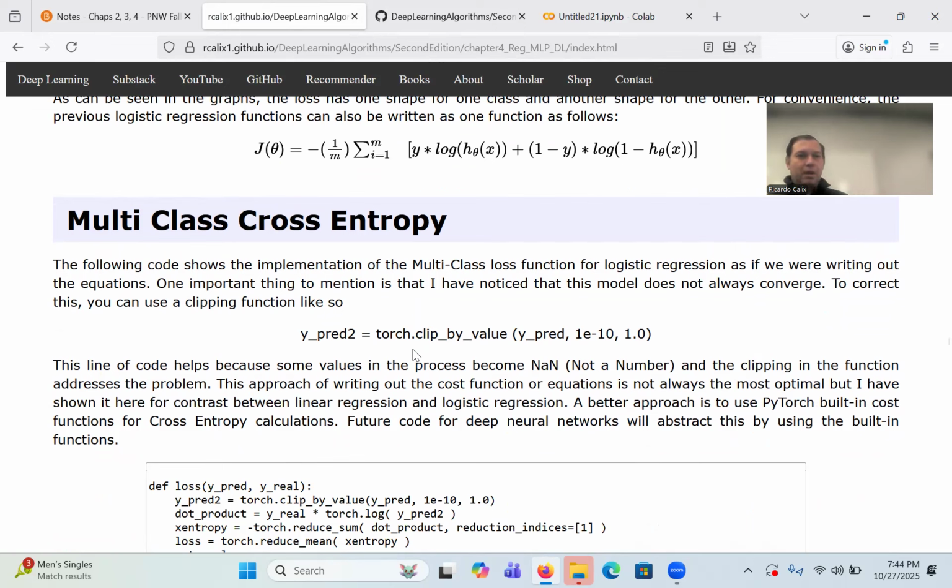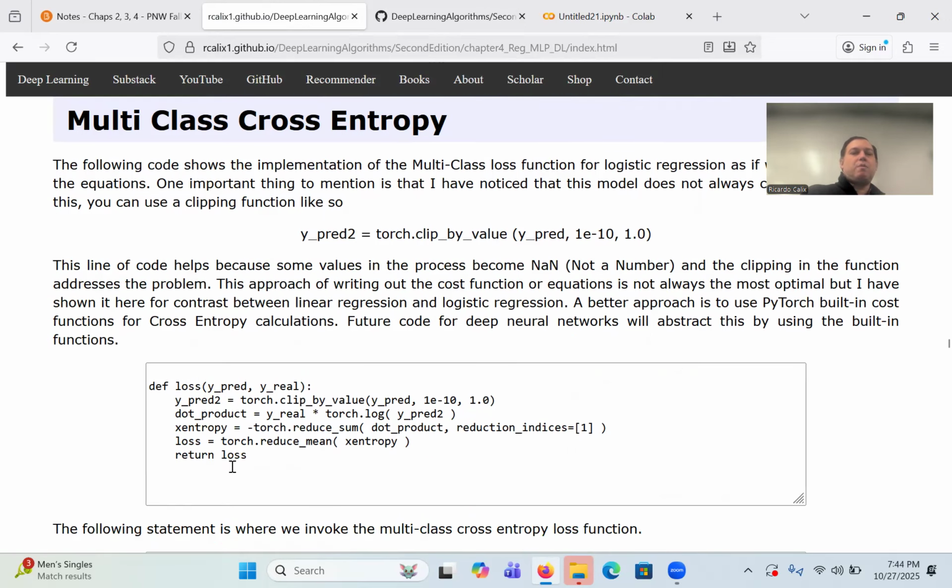So the following code shows the implementation of the multi-class loss function, as I just said for logistic regression, as if we were writing out the equation. So that's true, you've seen me write the equations. Obviously, we've been using in our PyTorch examples the function built in by PyTorch. I do recommend that you use the function that PyTorch uses, but you can also just write it out with the equations.